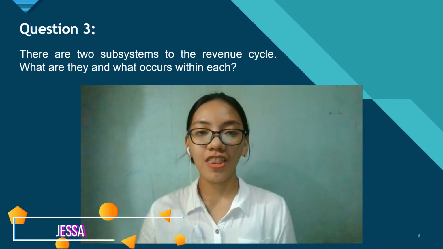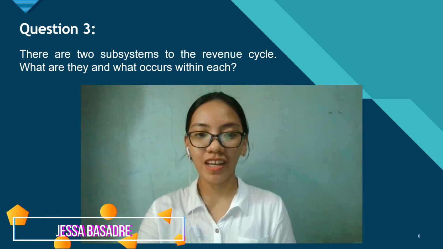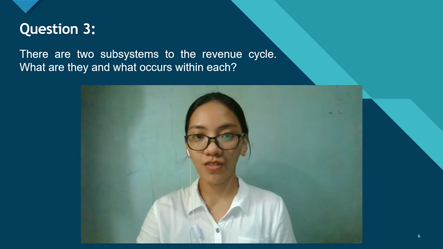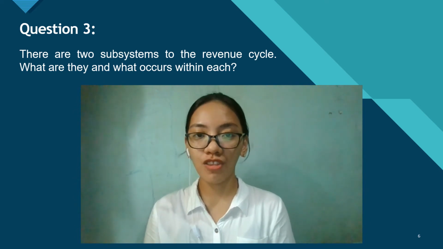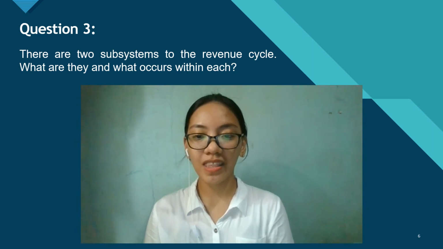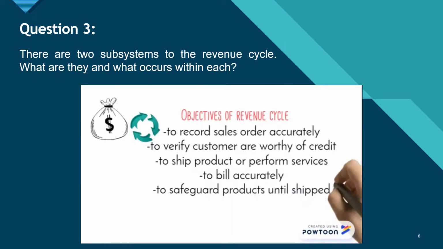Question number 3. There are 2 subsystems to the revenue cycle. What are they and what occurs within each? Firms sell their finished goods to customers through the revenue cycle. All transactions that include cash sales and credit sales are recorded and processed by this cycle of the transaction processing system. The revenue cycle aims to record sales orders accurately, to verify customers are worthy of credit, to ship product or perform services, to bill accurately, and to safeguard products until shipped.